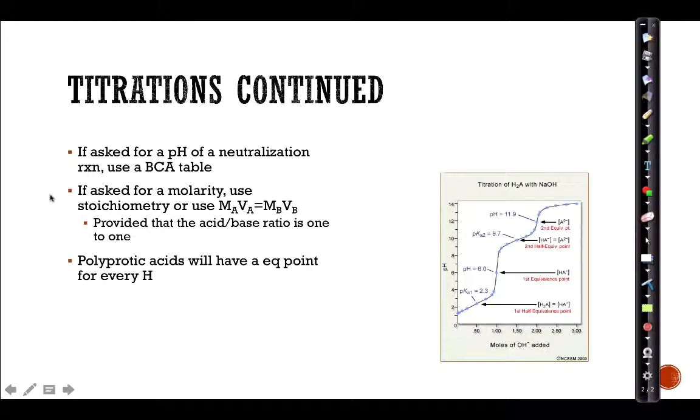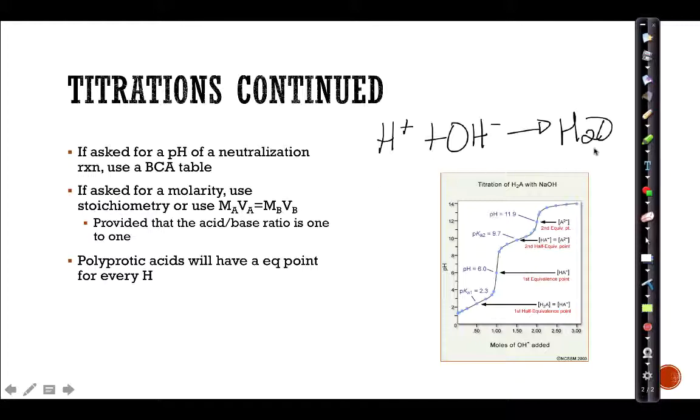Okay, so if you're asked for a pH of a neutralization reaction, basically if you're asked for a pH during a titration or after a titration, you're going to use a BCA table. Now if you're just asked for molarity, you can use stoichiometry. So you know the reaction. So maybe it's strong acid with a strong base.